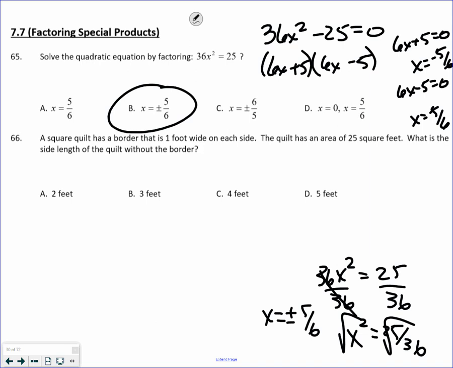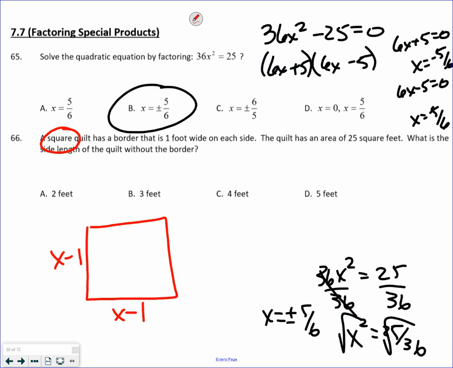A square quilt has a border of 1 foot on each side. The quilt has an area of 25 square feet. What is the side length of the quilt without the border? So again, you're going to take the border off the quilt, and it's a square. Okay, so this we're talking about x minus 1, and this would be x minus 1. So the quilt has an area of 25 feet. The square quilt has a border 1 foot wide on each side.